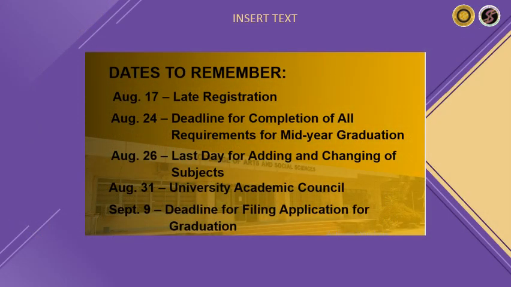These are the dates you need to remember. I don't think these things are actually related to you, but I will just highlight some dates that may be significant to you. August 26th is the last day of adding and changing of subjects. And if you are expecting to graduate, you should have filed it on or before September 9.